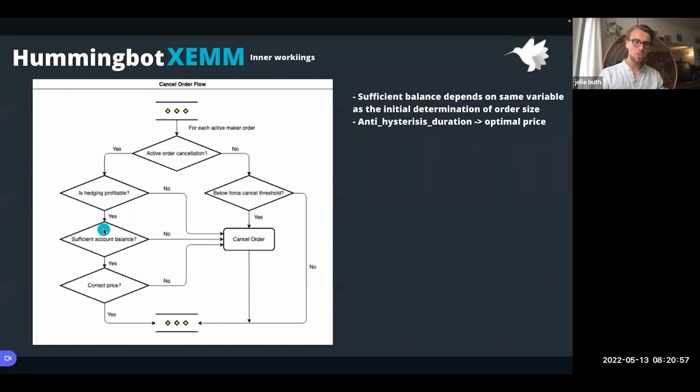Then it will also check, is there still sufficient balance on the taker exchange? So if my buy order gets filled, am I able to sell the asset on the taker exchange? Is there still enough available balance?